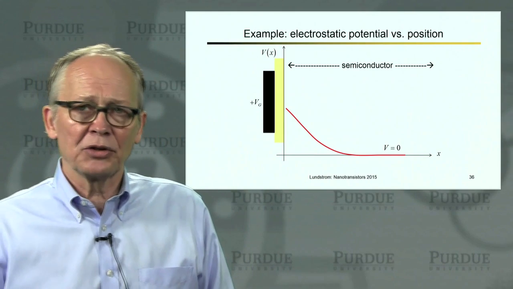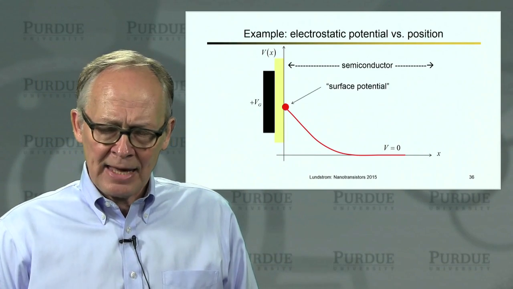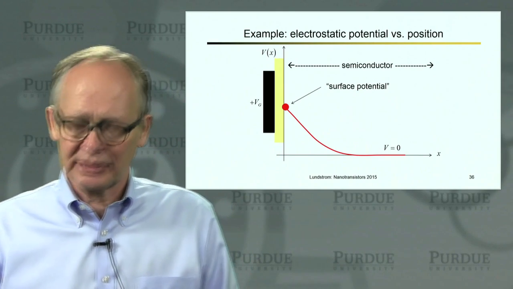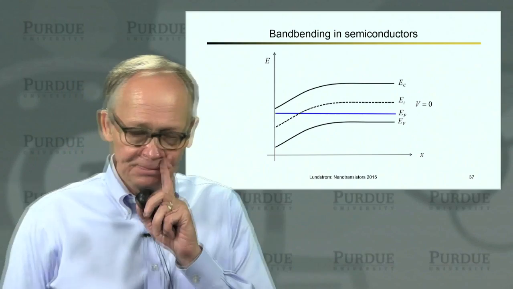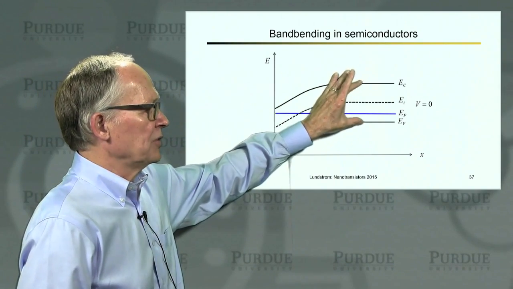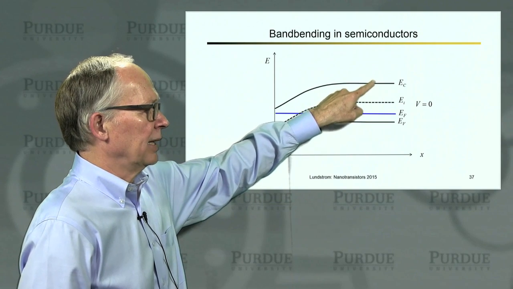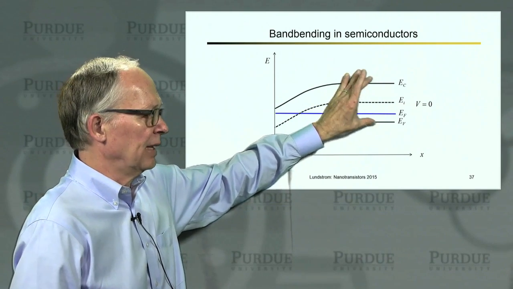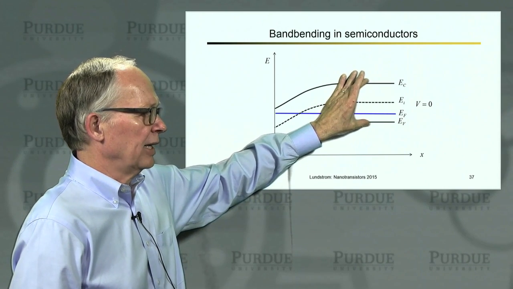So the voltage versus position will look like that. We will call the potential at the surface the surface potential, and that will be important for us later. If I draw the energy band diagram, deep in the bulk, I've just got my valence band and my conduction band. If I'm p-doped, my Fermi level is down near the valence band. And this is what it looks like in the bulk.